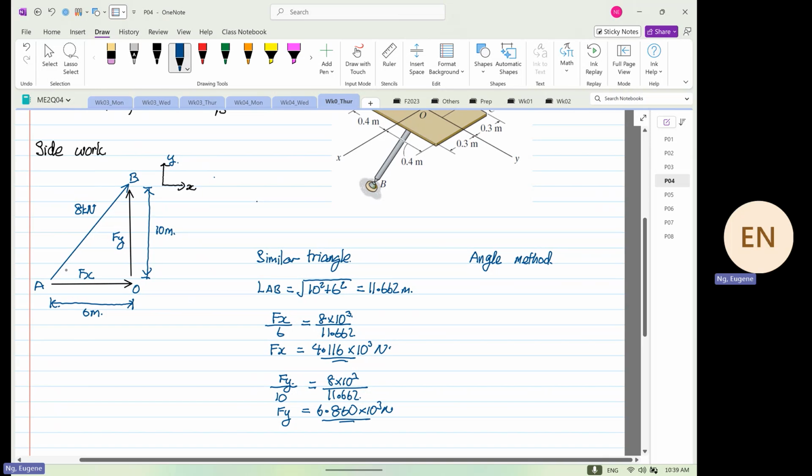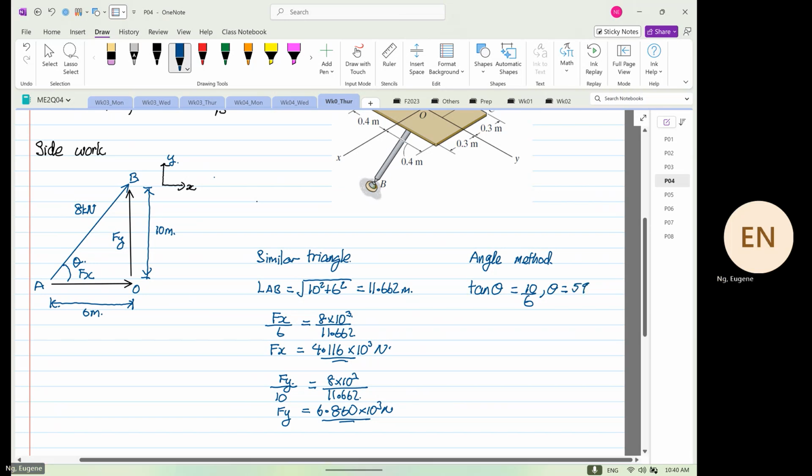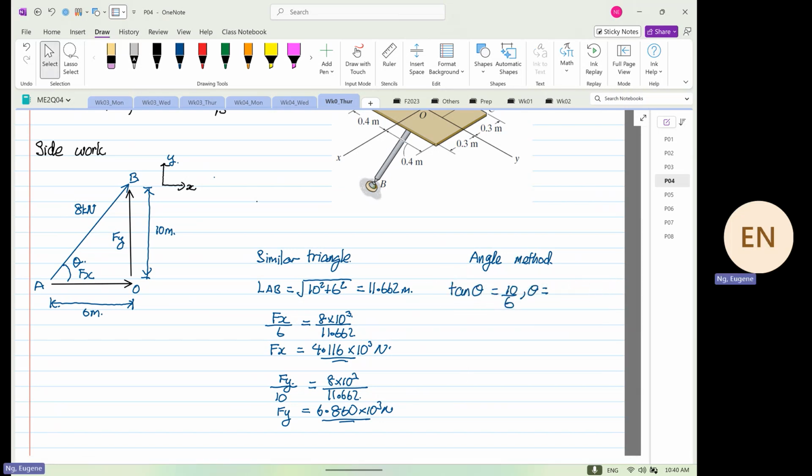So the angle method: we're going to call this angle theta. So you can use tangent theta equal to 10 divided by 6. And then theta is 59.04 degrees. Okay, or I'll write better. Crappy writing, I'm sorry. So 59.